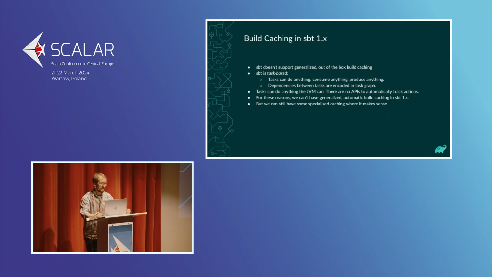They can consume anything. They can produce anything. They don't even have to declare that they do. So it's the Wild West for SBT tasks. So all in all, we don't have any API that allows us in SBT to automatically track the actions of a task. So that's why, unfortunately, we can't have generalized and automatic build caching for SBT 1.x. But that doesn't mean that we can't have any kind of build caching. We can still implement a few things where it makes sense.